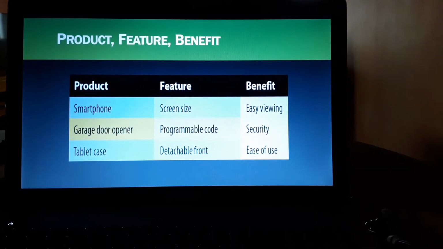So product, feature, and benefit, we'll take a look at these. For a smartphone, the feature might be the screen size, the benefit is easy viewing. Garage door opener, the feature might be programmable code, the benefit is security. You can go through those. That's the idea of looking at the feature and the benefits.